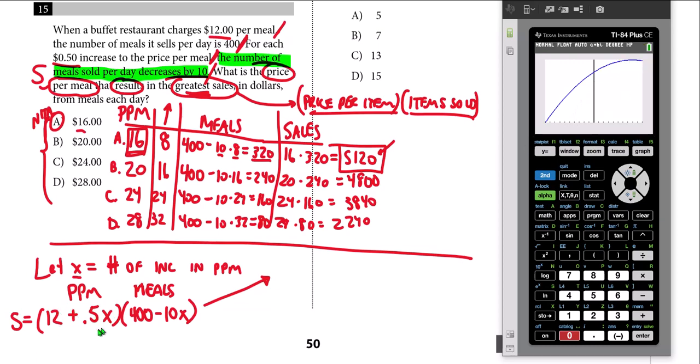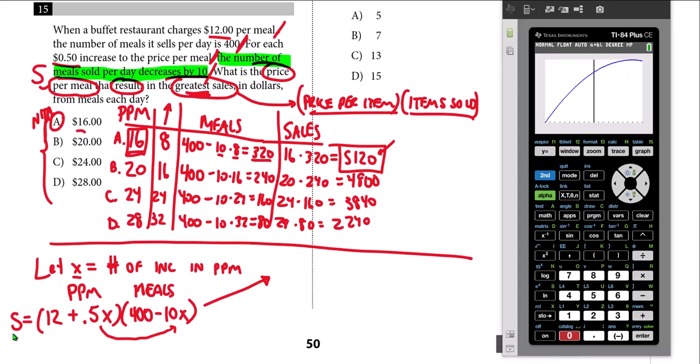Again, this is a quadratic function, right? When I distribute, when I FOIL, the 0.5 times the negative 10x is going to give me an x squared. This is a quadratic function, which is why I'm seeing this parabola here. And fortunately, I can see this maximum point right here.